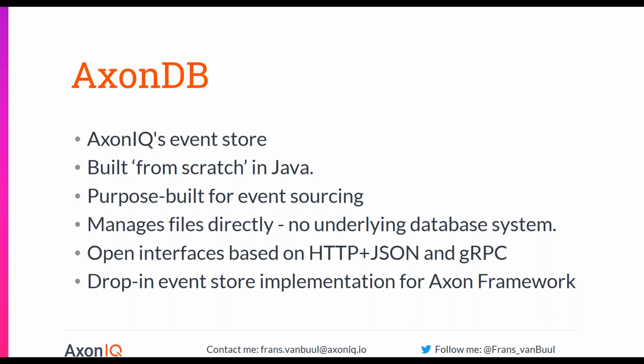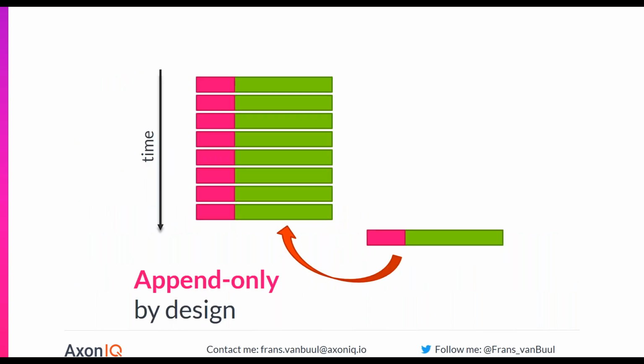But if you use it with Axon Framework, it's a drop-in event store implementation that's really easy to get started with. It's append only by design, so we don't do updates or deletes, and that makes the database design easier and a lot more efficient. So that's one of the reasons why it's really fast.